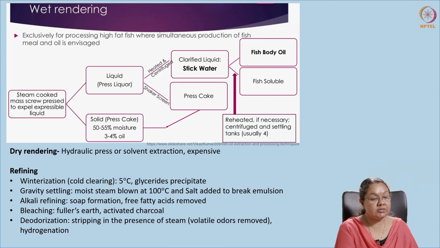And to extract these oils, we can go for the wet rendering method. In this process, we are just cooking the product, that is steam cooking, and squeezing it out by applying pressure, and we get pressed liquor and the residue. The residue is also called press cake, and it can be sold as feed. And the pressed liquor is allowed to clarify, and we get fish oil because it is less dense. It floats on the surface and the fish oil can be collected. And the liquid which is collected contains high amounts of soluble fish solubles, and it is called stick water. It can be concentrated and used for other purposes.